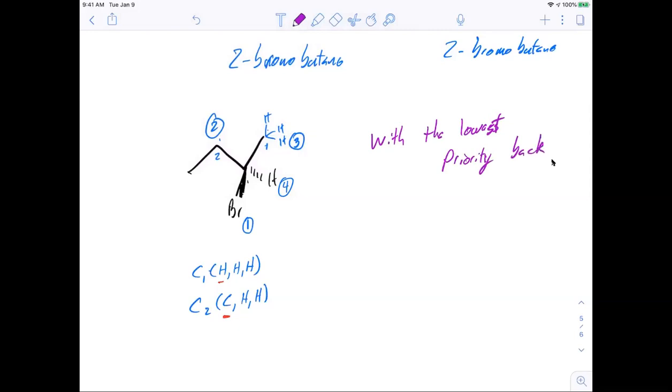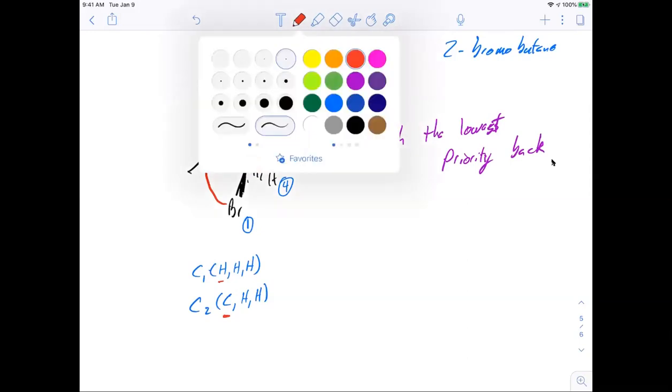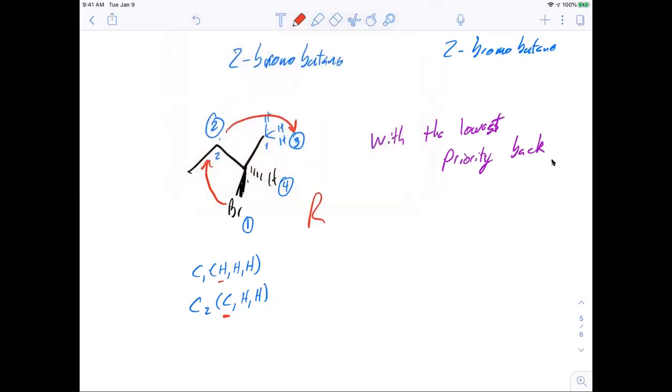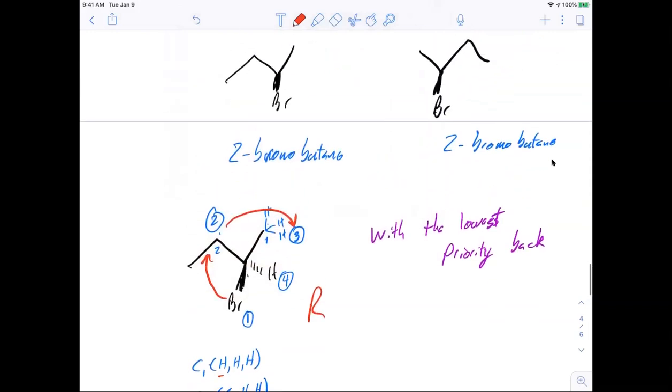So with the lowest priority back or away from you, what we're going to do is look at the direction of the bromine 1 to 2 to 3. So we're going to be looking at this direction. So 1 to 2 to 3 with 4, the lowest one being back. We know it's back because it's got the dash mark signifying it's behind. So if it is going clockwise, right, that's going to be R. So that means this one up here is going to be R-2-bromobutane.